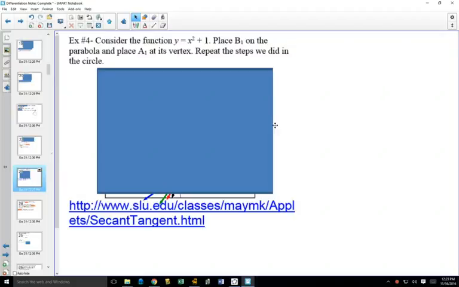So what I'd like you to do on your graph, here, we've got the graph of x squared plus 1. You can put a point B1 anywhere on your parabola and put A1 at the vertex. And then draw secant lines as you get closer and closer and closer to your vertex.